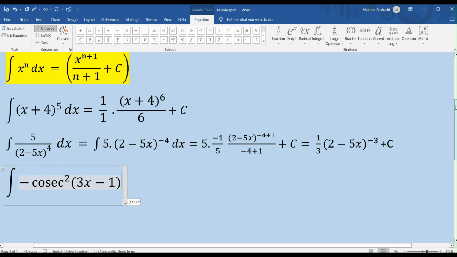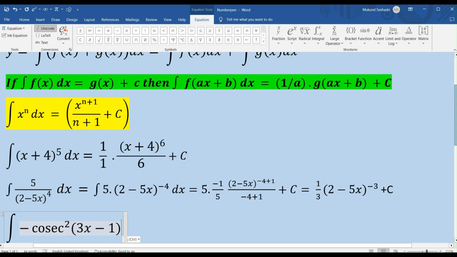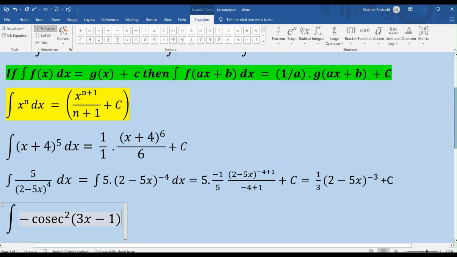Again, I want you to draw a parallel to what I have highlighted in green. So integral of f of ax plus b dx equal to 1 by a times g of ax plus b plus c. And in place of ax plus b, I have 3x minus 1, which means my a equal to 3 and my b equal to minus 1. And my f of x here in this case is a minus cosecant square x.